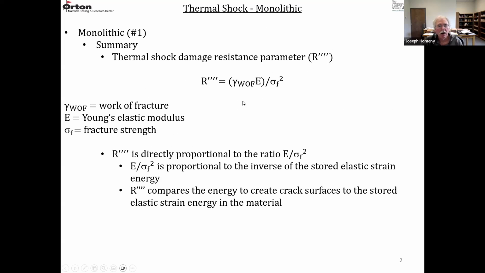So R4 prime is the work of fracture times Young's modulus divided by the fracture strength squared. So R4 prime is directly proportional to E over sigma F squared. And this term, E over sigma F squared, is proportional to the inverse of the stored elastic strain energy. So R4 prime compares the energy needed to create crack surfaces to the stored elastic strain energy in the material.